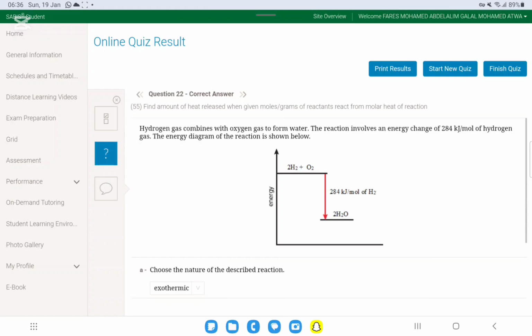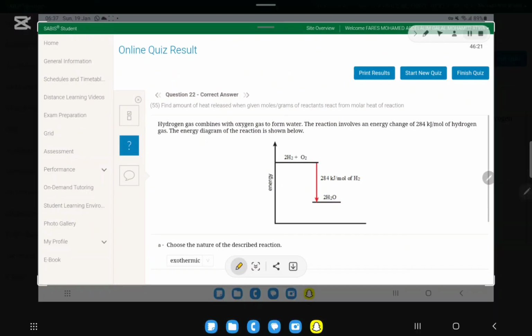Hydrogen gas combines with oxygen gas to form water. The reaction involves an energy change of 284 kilojoules per mole of hydrogen gas. The energy diagram of the reaction is shown below. Choose the nature of the described reaction.